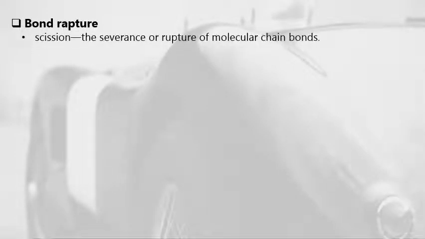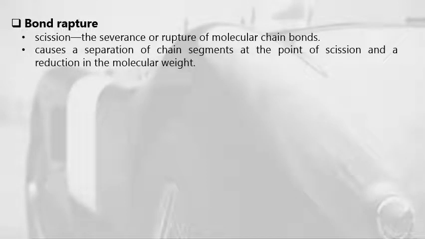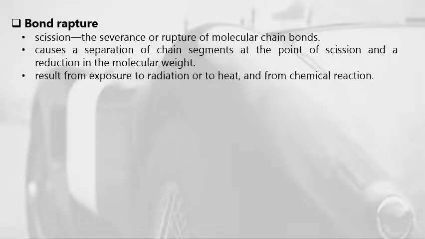Polymers may also experience degradation by a process termed scission, or the severance or rupture of the molecular bonds. This causes a separation of chain segments at the point of scission and a reduction in the molecular weight. Bond rupture may result from exposure to radiation or to heat or from chemical reaction.